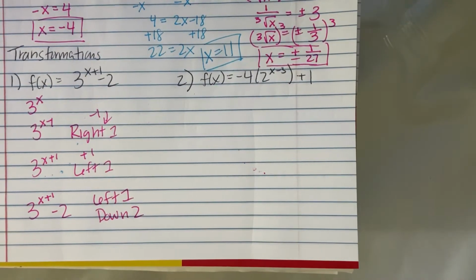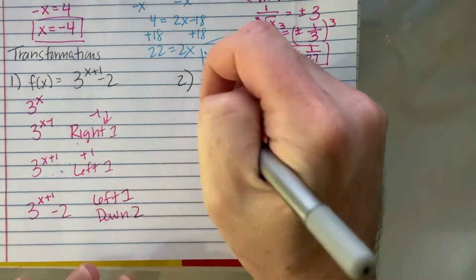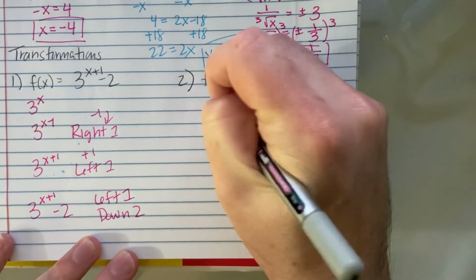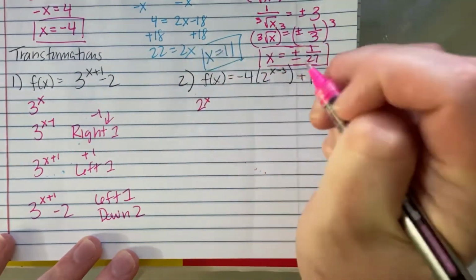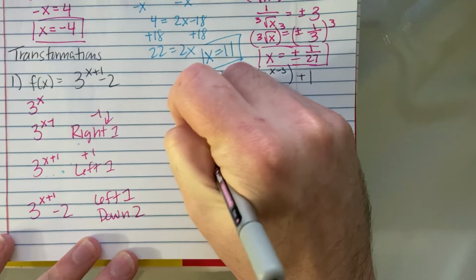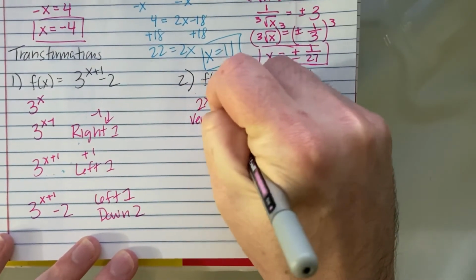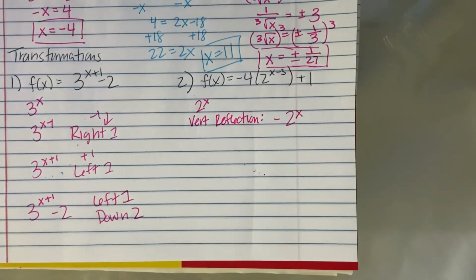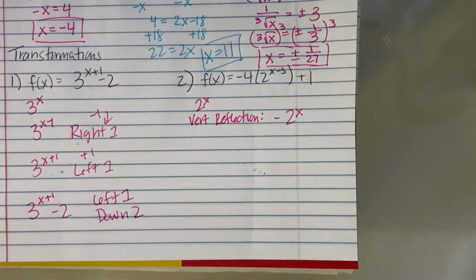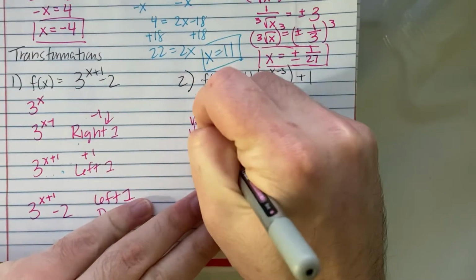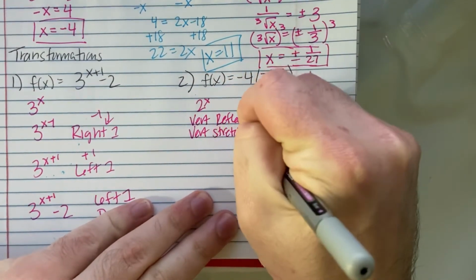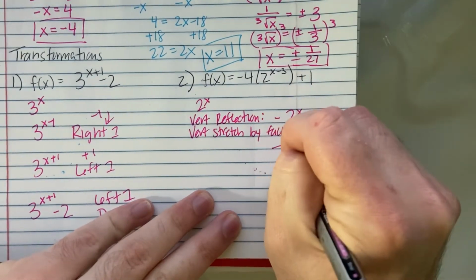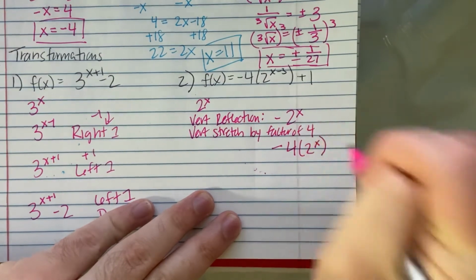For number 2, negative 4 times 2^(x-3) plus 1. A negative multiplied in front of everything is going to do what? So we start with 2^x. We have a vertical reflection because of the negative, just like on all the other things. That's negative 2^x. A 4 in front is going to be a vertical stretch by a factor of 4. That'll give us negative 4 times 2^x.